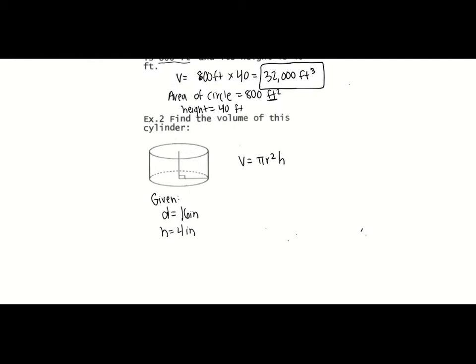Now, I'm not given my radius, but I do know my diameter. Remember, the diameter is the whole distance across. So if that whole distance is 16, to find the radius, I'm going to take that 16 and divide it by 2, which gives me 8. And my height I'm given is 4. So I can plug in those values. This is my height, this is my radius. So my volume equals pi times 8 squared times 4. Plug that in my calculator, I get 803.84 inches cubed.